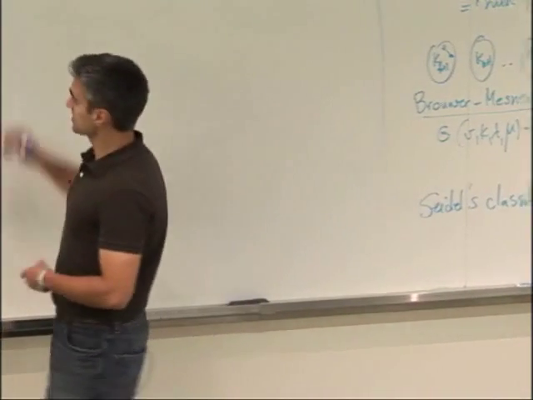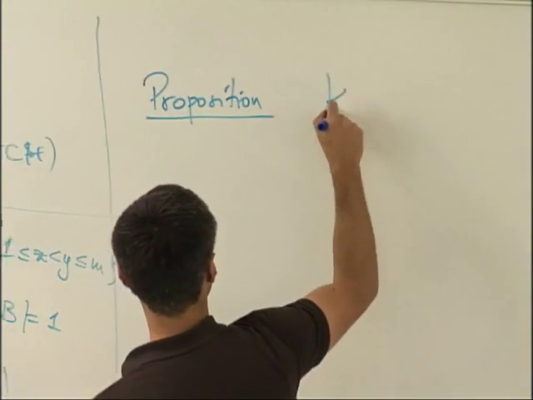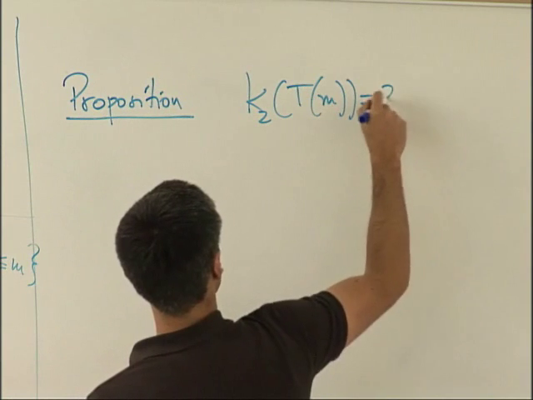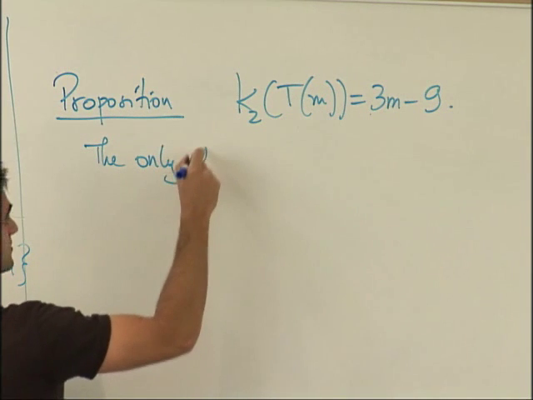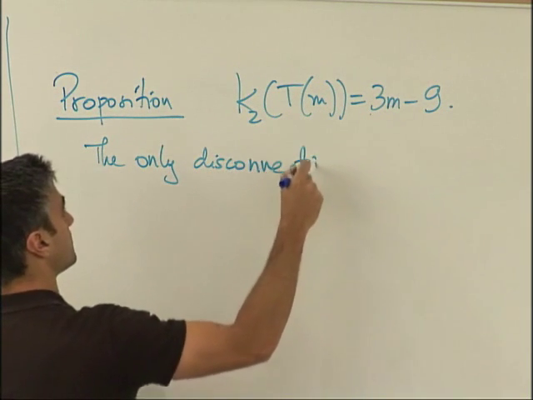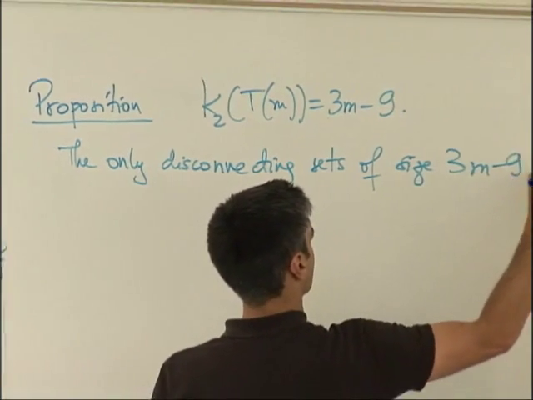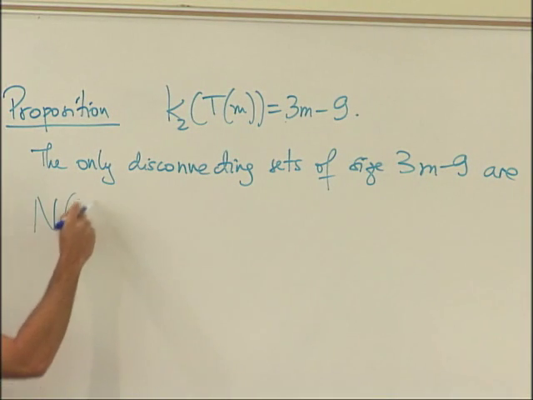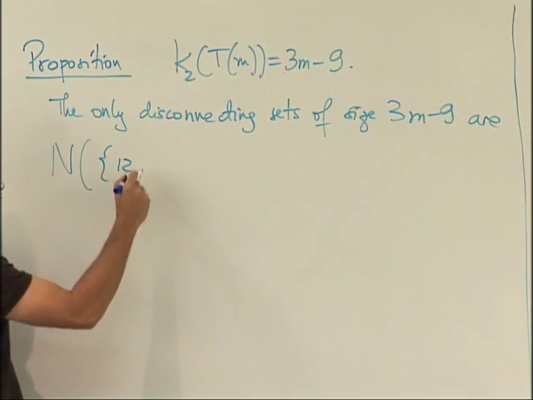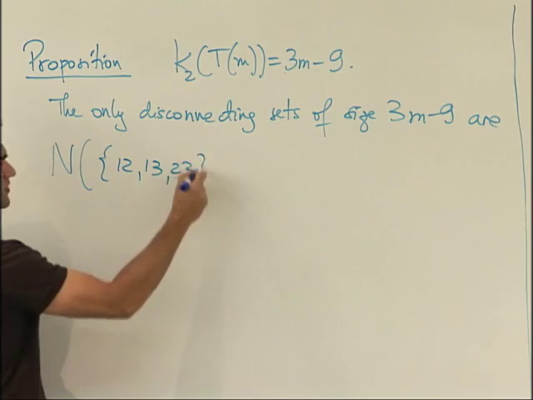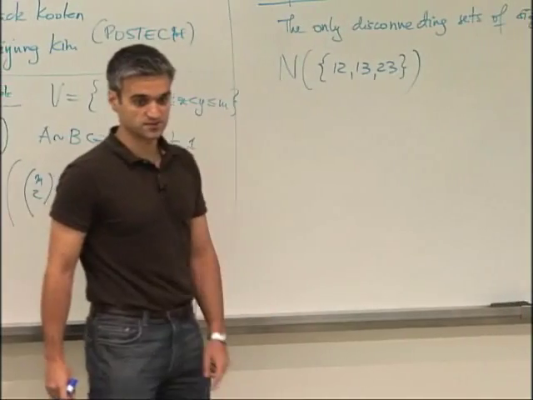So what we showed is that the actual value of the connectivity is 1 less. So K2 of Tm is actually 3m minus 9. And we showed the only disconnecting sets of size 3m minus 9 are of the form the neighborhood of a modular permutation of your elements {1,2}, {1,3}, and {2,3}. I'm just abusing a bit of notation instead of making all the brackets, so I'm just going to write the subsets 12, 13, and so on.